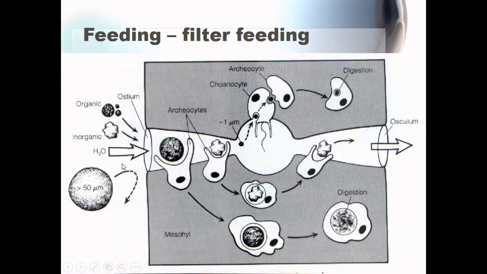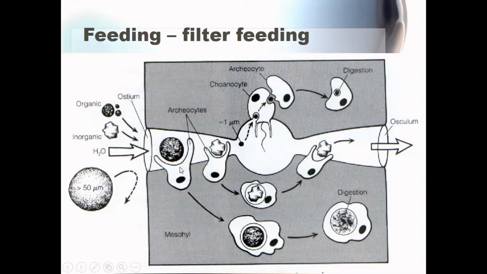So from the sponge, the water will enter together with the particulate matter or mga inorganic components. Then, papasok sila sa porocyte or the ostium. Then the archaeocytes will do the phagocytosis. So amoebocytes. Then kung magpunta na sila sa center, the choanocytes again will filter them out. Yung large particles na hindi na-catch ng archaeocytes, ika-catch uli ng choanocytes.